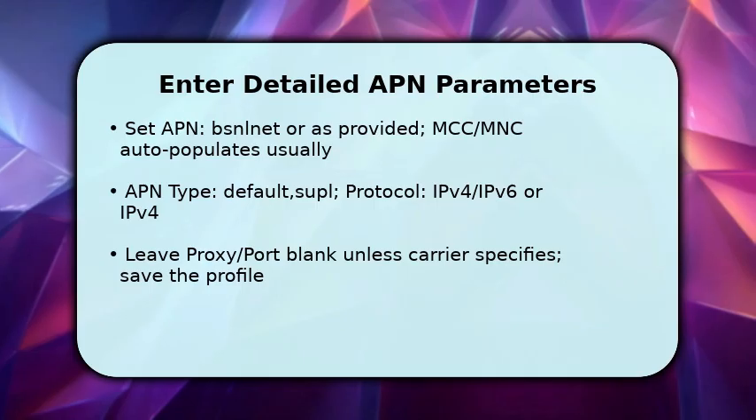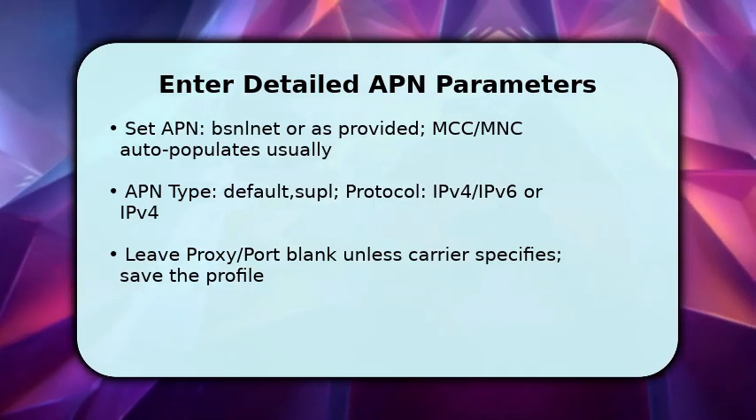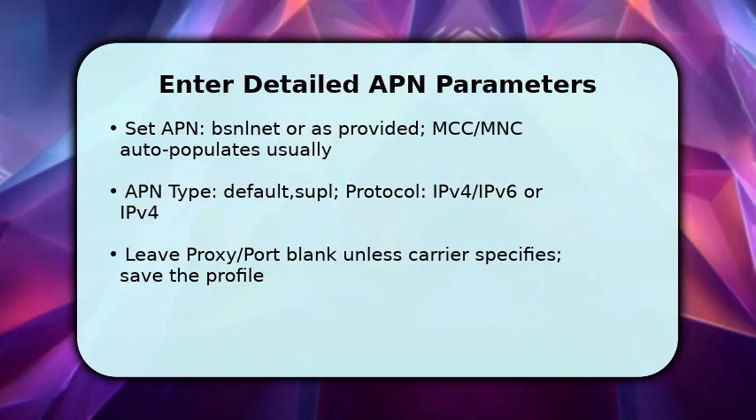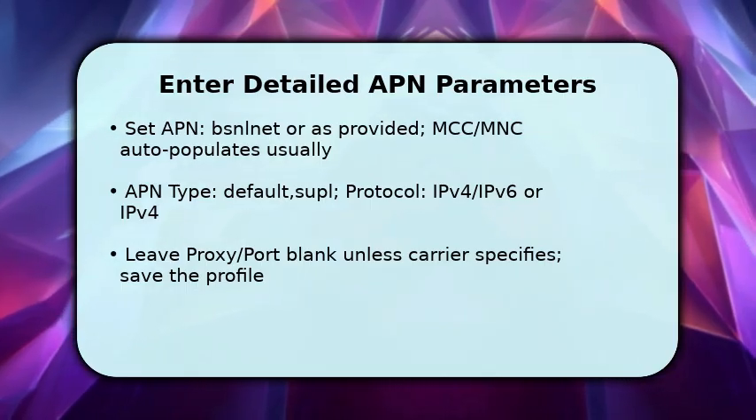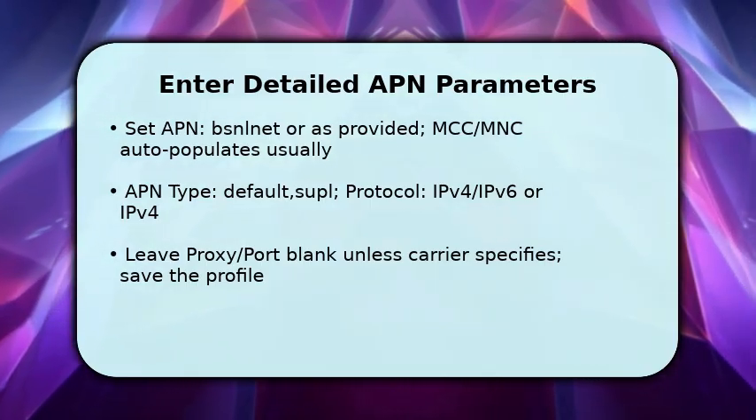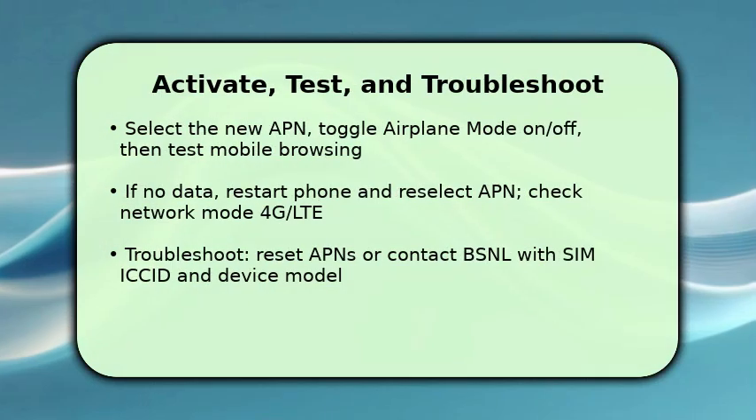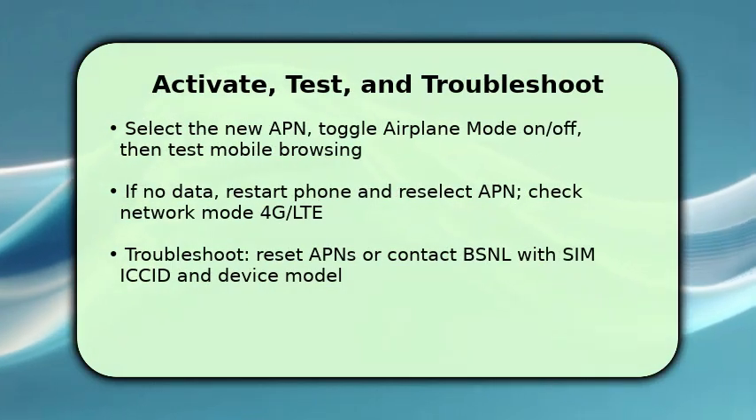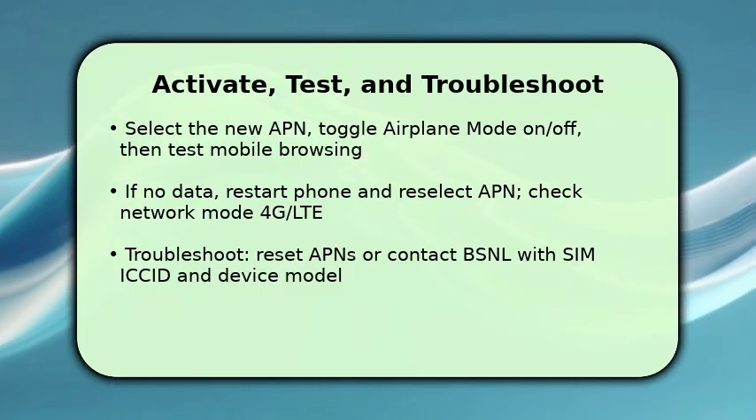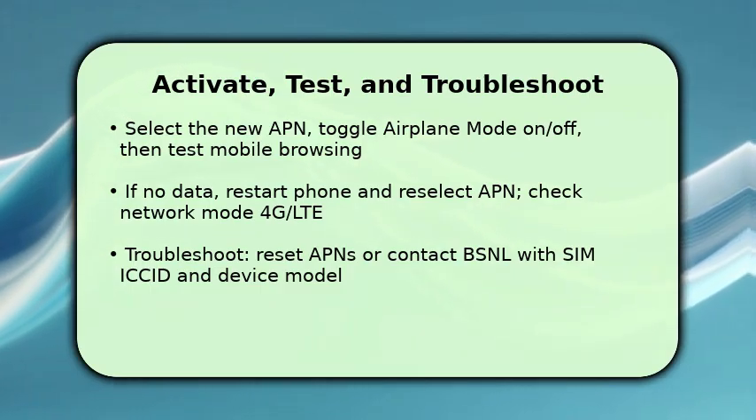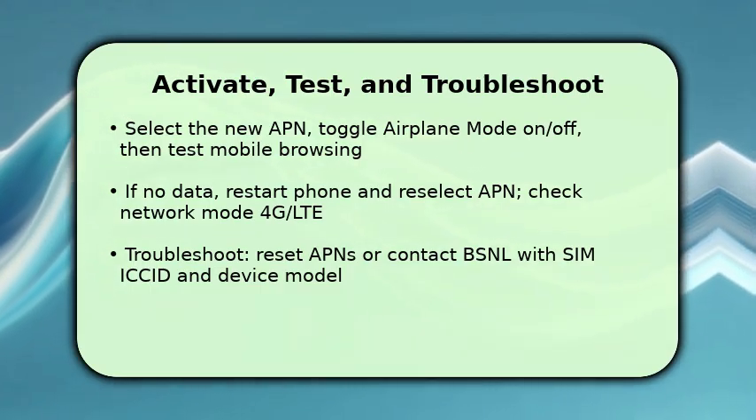Make sure MCC and MNC match the SIM or autofill. Incorrect codes prevent registration. Save the new profile, then select it to become active before testing data. After saving, select the new APN and cycle airplane mode to force a fresh network attach. Then open a browser or speed test to verify connectivity.